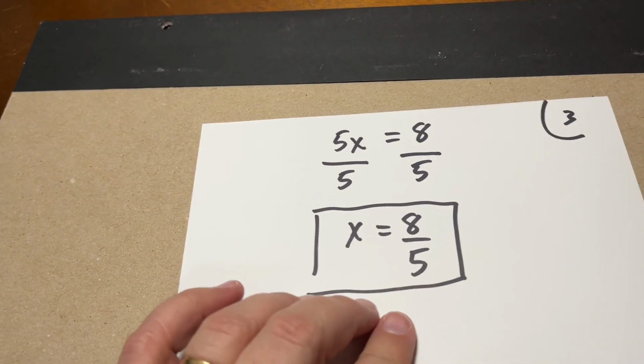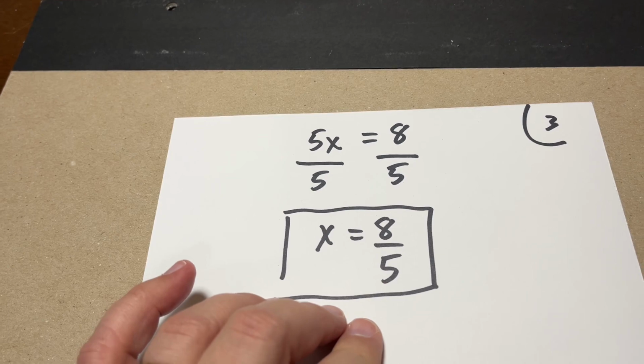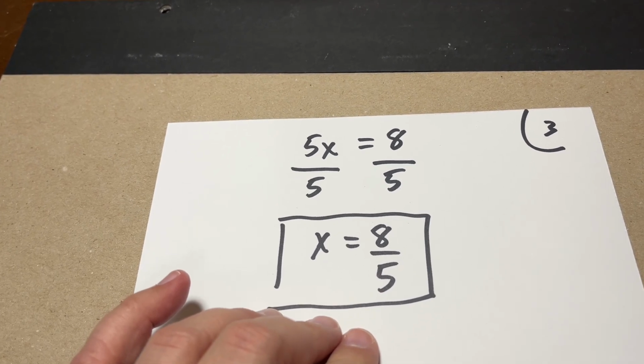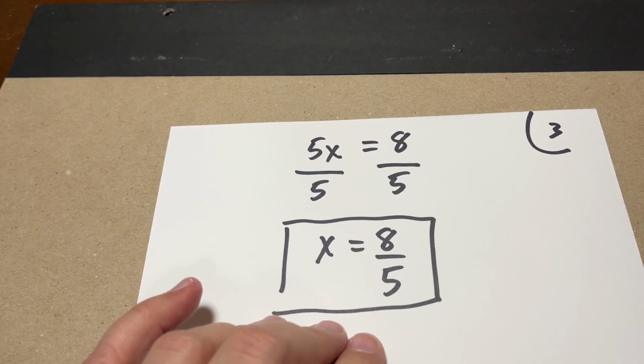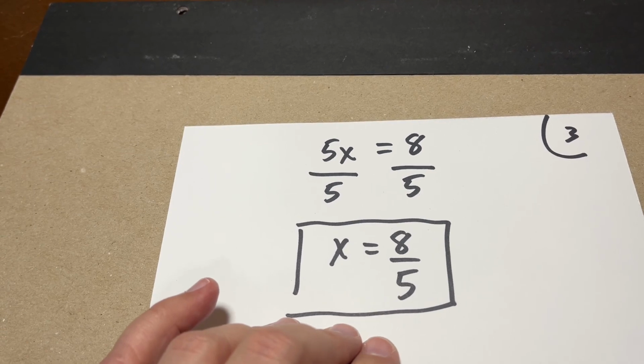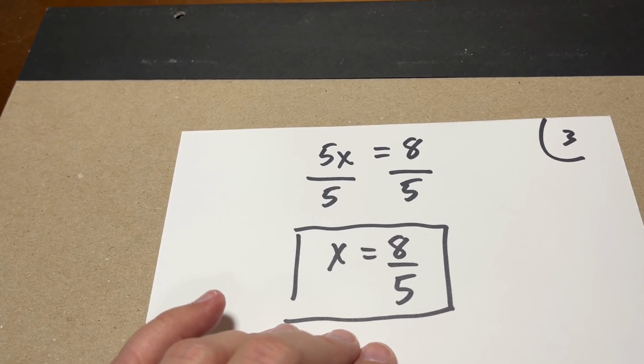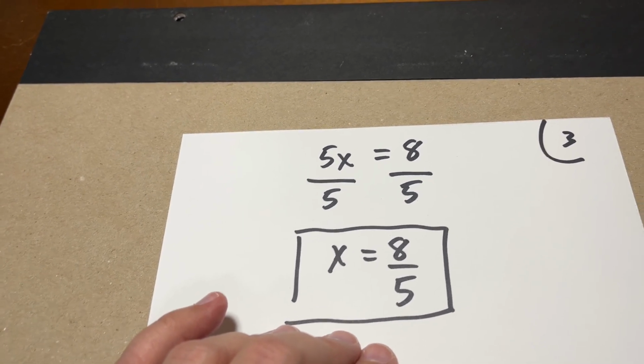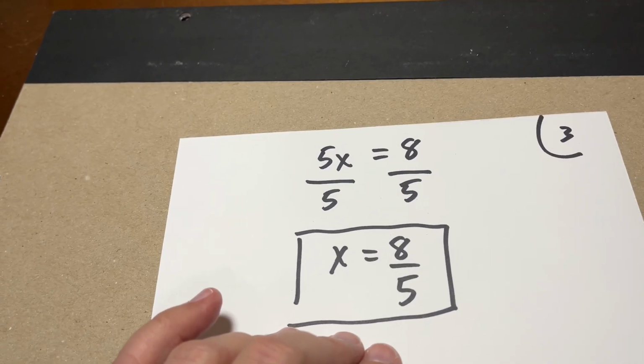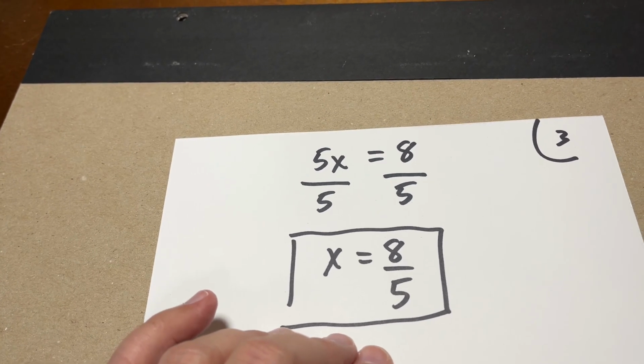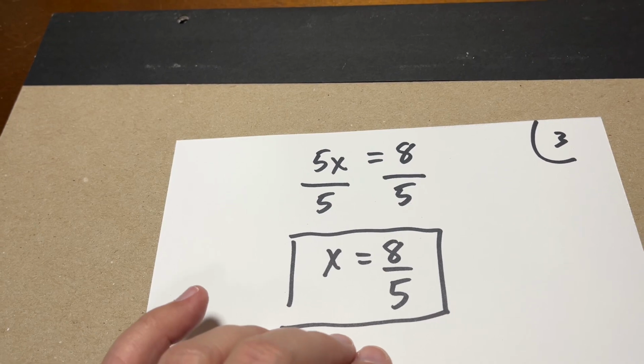Since the 8/5 doesn't divide evenly and I can't reduce that, I'm just going to leave it as 8/5. So that's 1 and a little bit, you know. It's not quite 2. 8/5 is the best way to say it. So we're just going to leave it as a fraction, and we can't reduce it. And that's how you solve that.